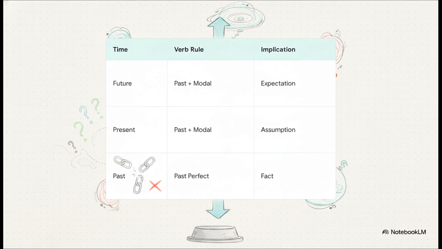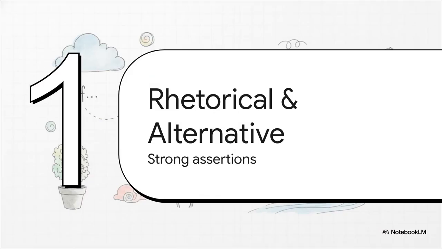And if we are referring to the past, we must use the past perfective in both clauses. If you had listened to me, that tells us the situation is unequivocally contrary to fact. You didn't listen.